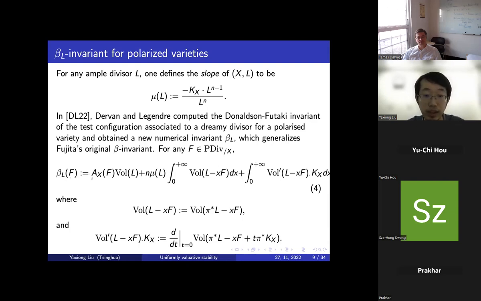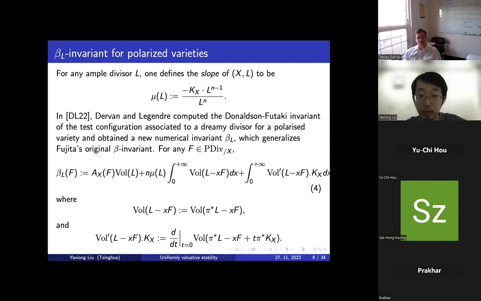So the definition of beta_L(F) is divided into three parts. The first one is the log discrepancy part, the second one is mu L times the integration of the volume part, and the third part is the integration of the derivative part. For the volume of L, we always omit this pullback star. This volume is computed on the birational model Y, not X, but for simplicity we always omit the pullback star. And this notation is defined as the derivative of the volume along the direction of the pullback of K_X.